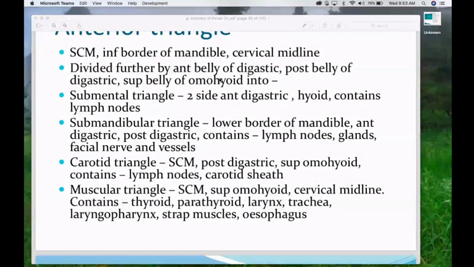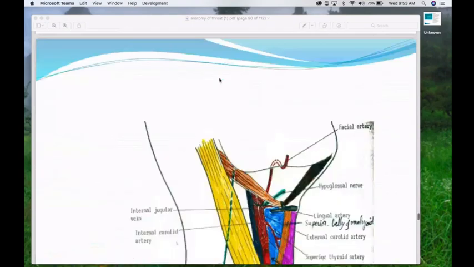Now, muscular triangle. The muscular triangle has sternocleidomastoid, superior omohyoid, and the cervical midline. It contains thyroid, parathyroid, larynx, trachea, laryngopharynx, strap muscles, and esophagus.